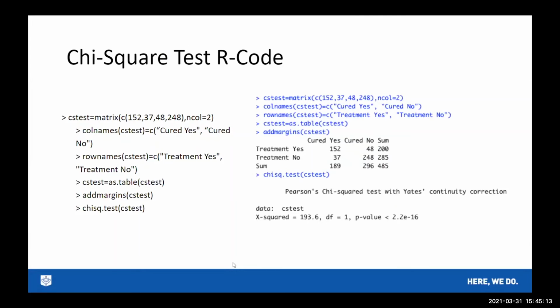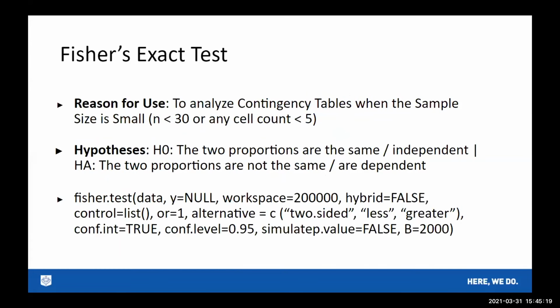Here's the same code that we just went through. Fisher's exact test: you would use this if your row and column totals are fixed. That's the main reason. Alternatively, you would use it if your sample size is small.